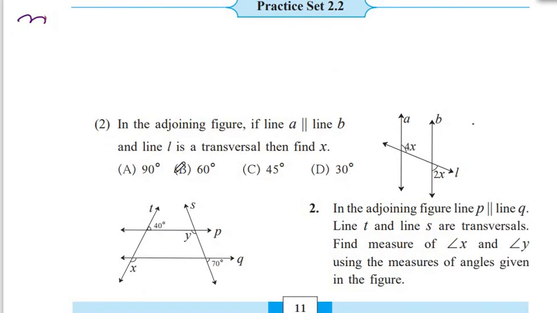Question number 2: in the adjoining figure, line a is parallel to line b and line l is the transversal, that is given. Find the value of x. Now see this 4x and 2x. See, a z is formed here, a zigzag. Whenever a zigzag is there, then they are alternate angles.